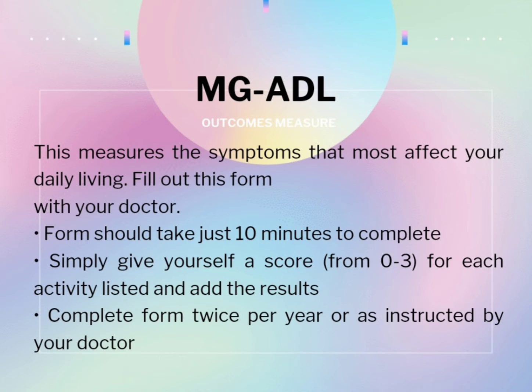Let's move on to our last outcome measure, the myasthenia gravis activities of daily living. So this outcome measure identifies the symptoms that most affect the patient's daily living. The form should take just 10 minutes to complete, wherein the patient gives a score from 0 to 3 for each activity listed and adds up the results. He or she may complete the form twice a year depending on the doctor's order.